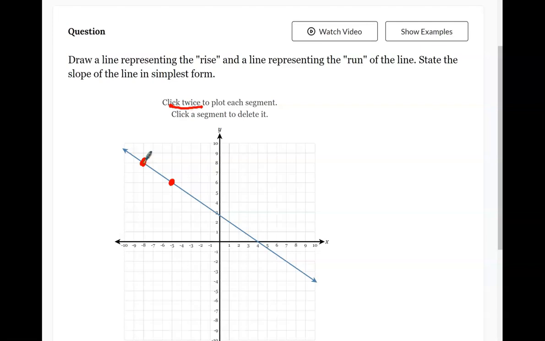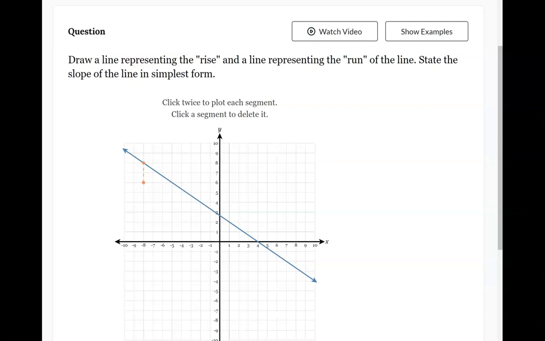So what I'm going to do is click here and here to plot this line, and then I'm going to click once and twice to plot that line. And that will create my rise and run slope triangle. So here we go. First, I'm going to click on this corner point, and then I'm going to go down 2 boxes and click again.